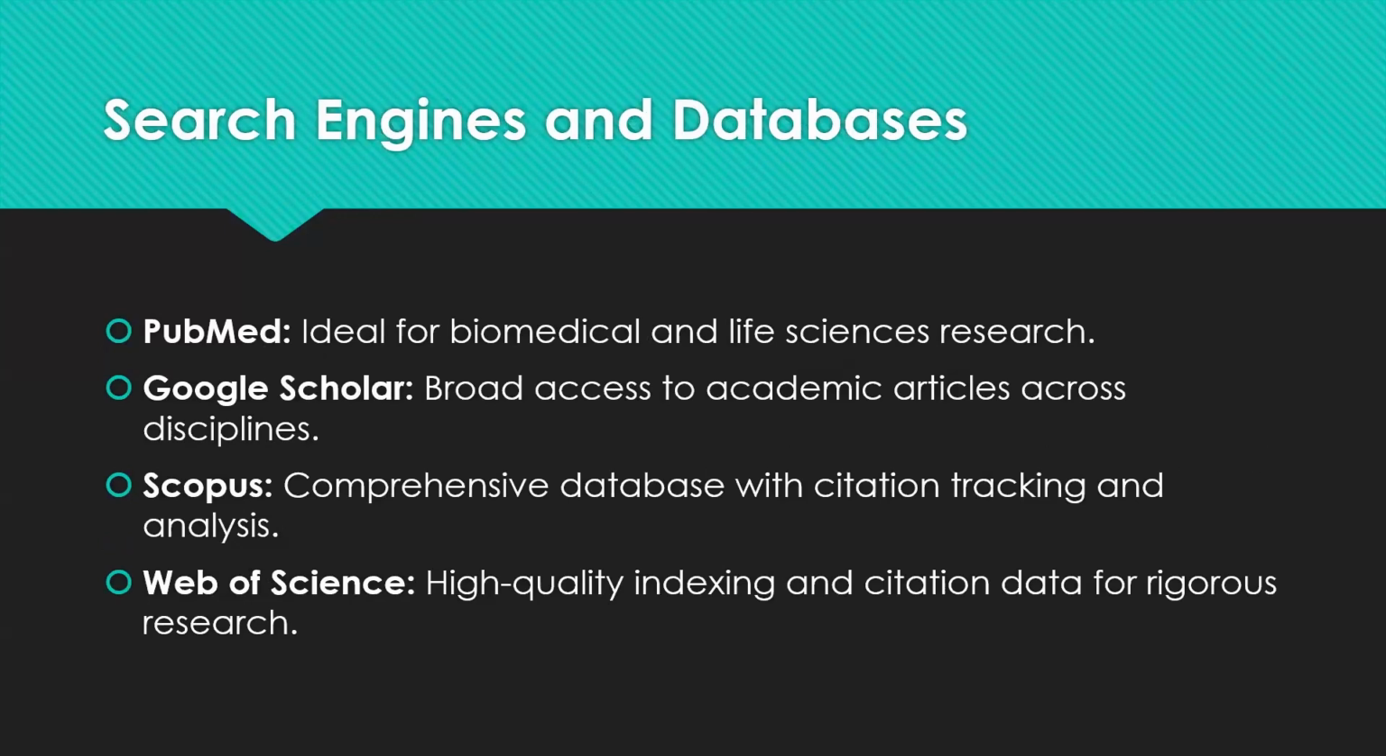Next one is search engines and databases. This I have already narrated. What are the different types of databases that there are? I have already said about PubMed, which is used to find articles for biomedical and life sciences, and Google Scholar, which is used for broader access to academic articles across all the disciplines. Then Scopus, which is used as a comprehensive database for tracking your citations and used for analysis. And the last one is Web of Science, where you are able to find high quality indexed journals and citation data for your rigorous research.